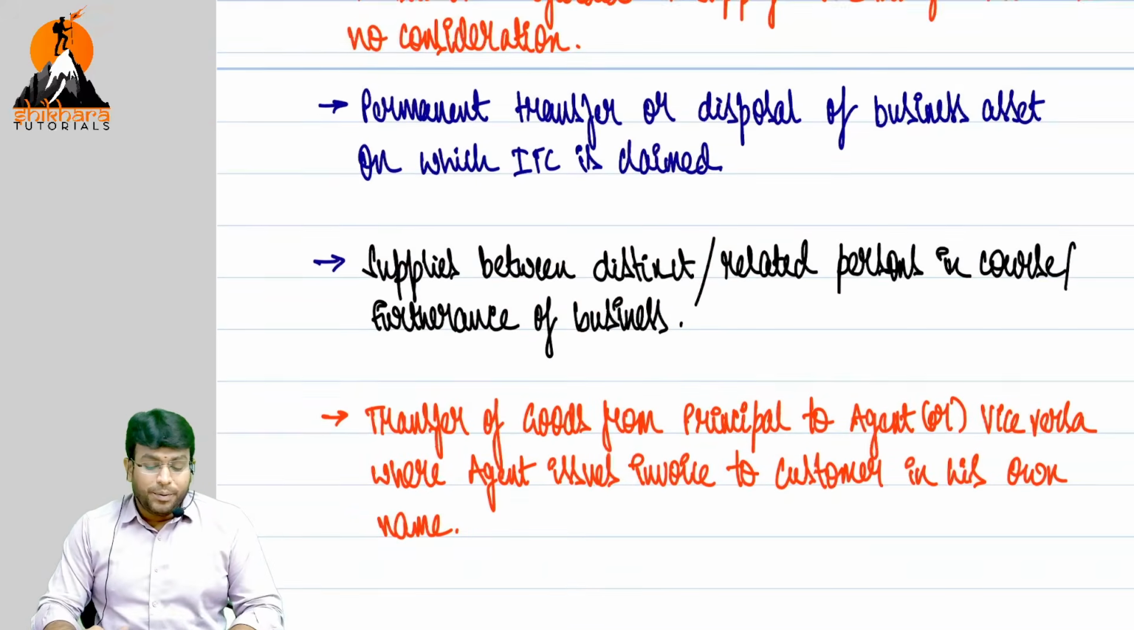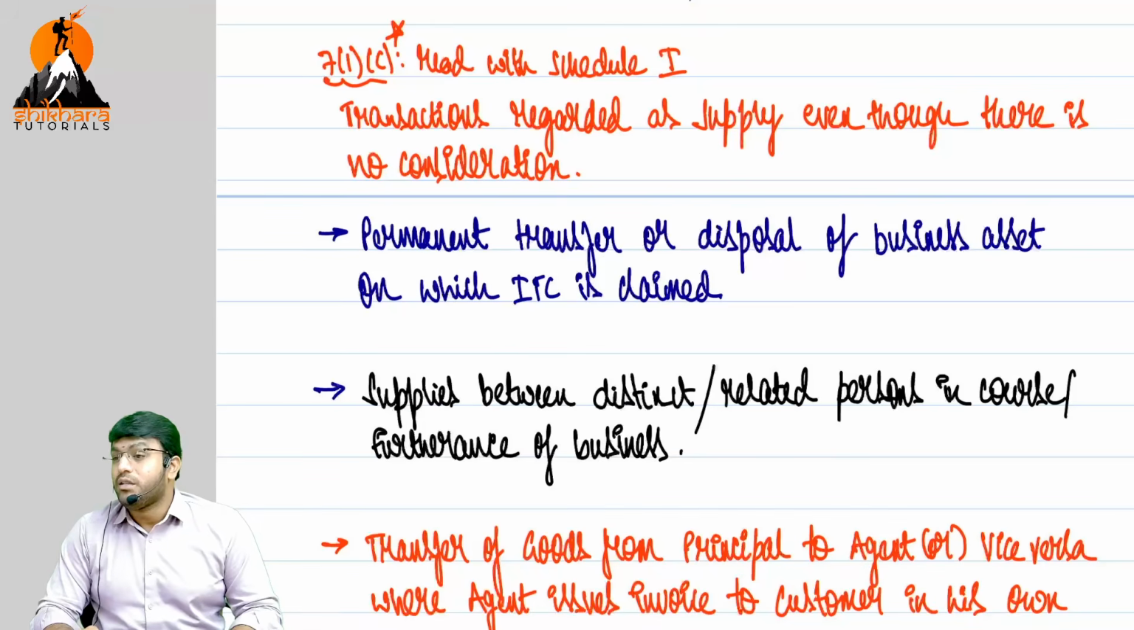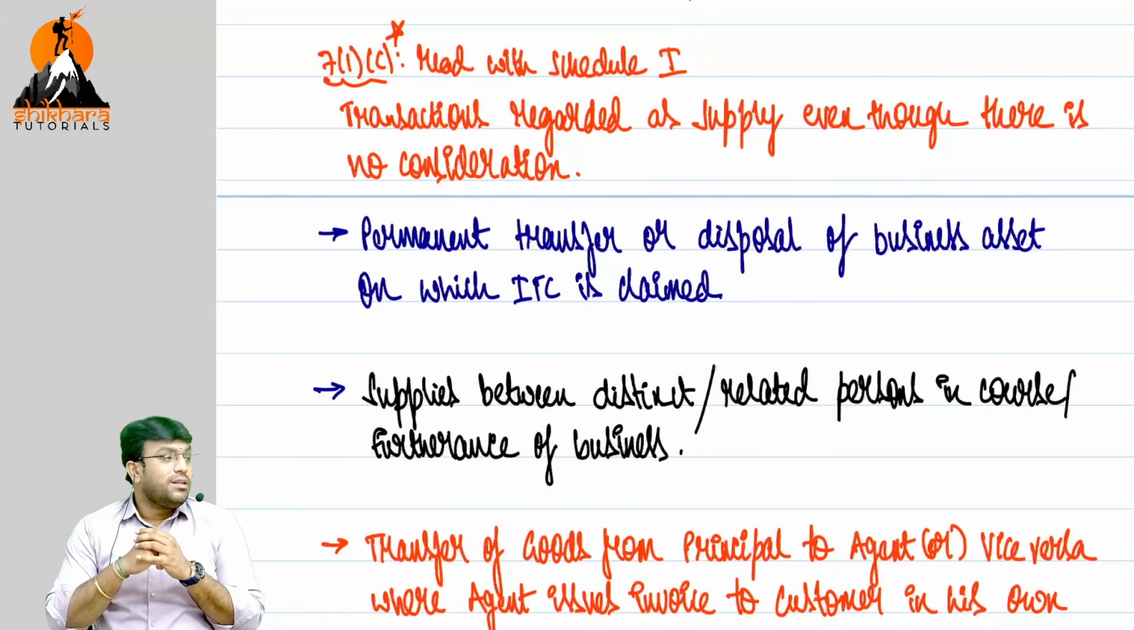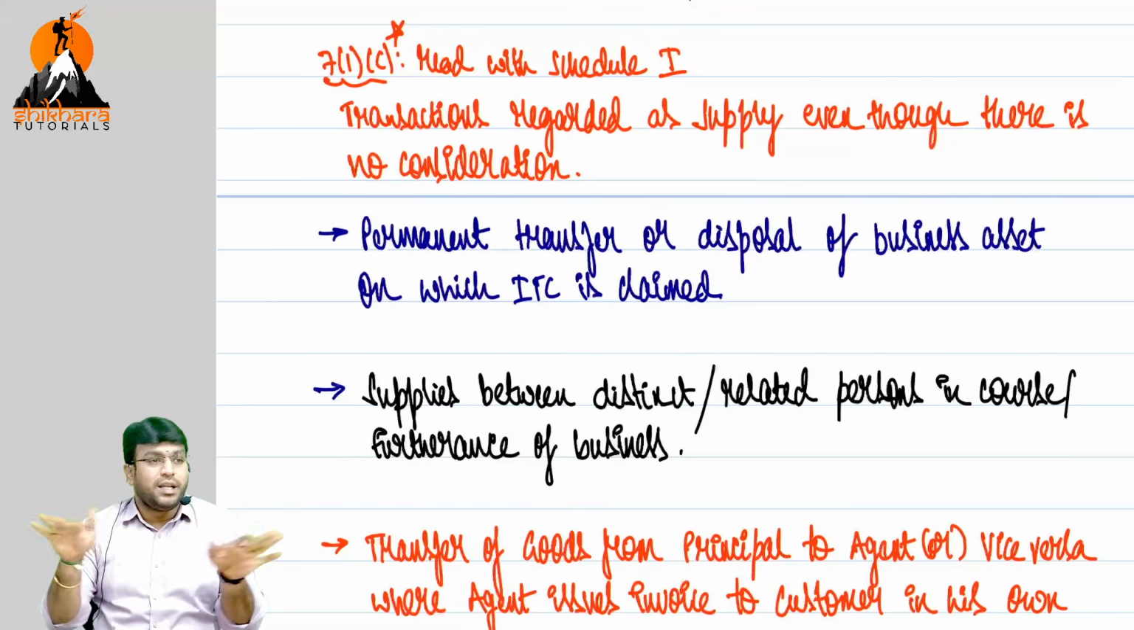How many points do we have in 7 months? We are ready with Schedule 1? 4 points. How many are done? Only 1 is left. Let's once revise 3 points, then I'll tell the last point, then I'll complete 7 months.